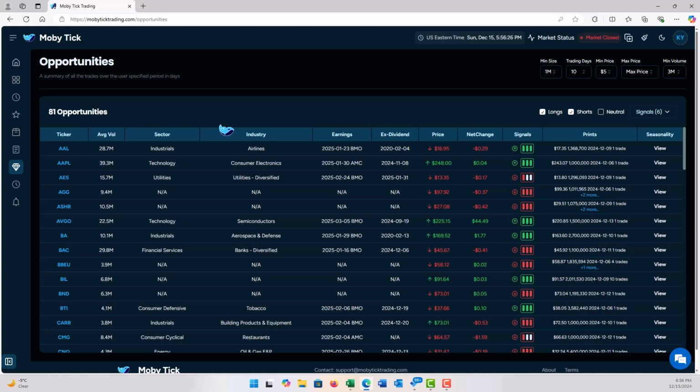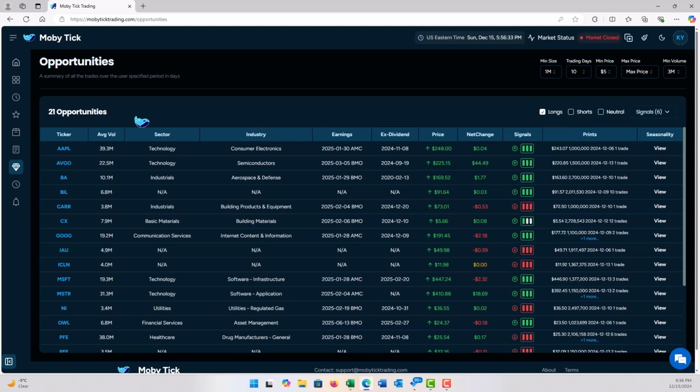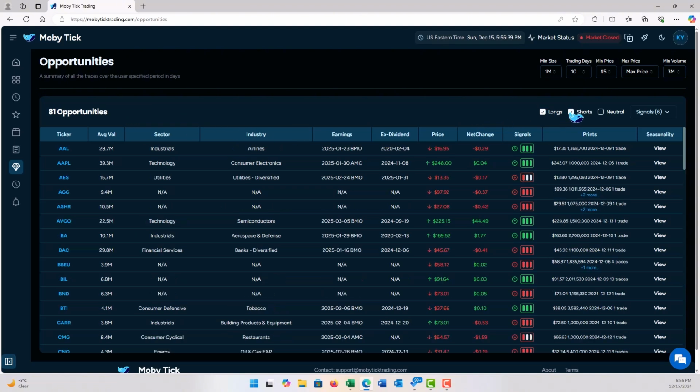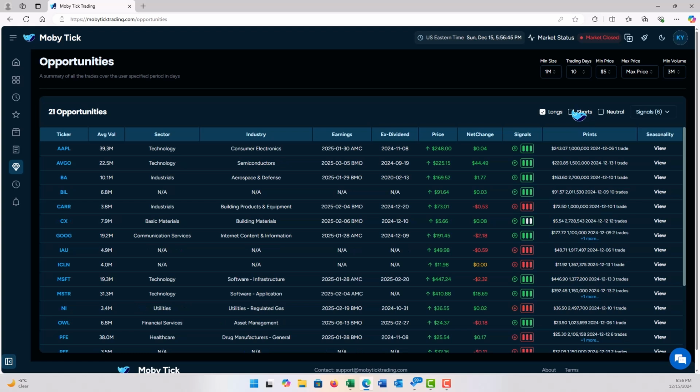If we're looking specifically for longs, I'm going to untick shorts. That actually gives us 21. Now, one thing I want to mention about that is if I put shorts back, that's 81. If I take shorts out, that only gives us 21. So that means 3/4 of our trade setups are bearish, right?